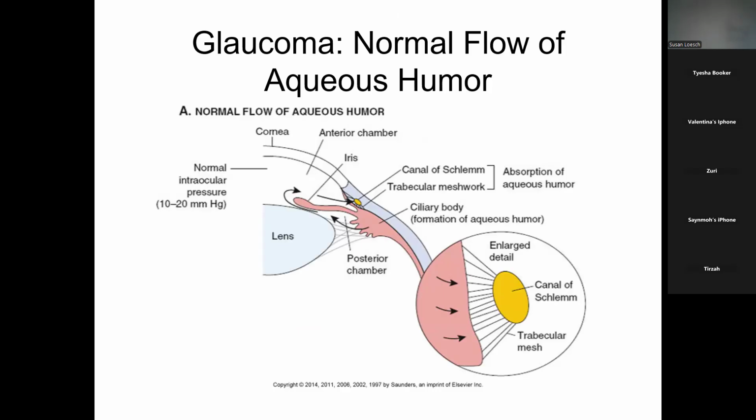So this is just showing you a picture of how that aqueous humor should be flowing. Again, if that canal of Schlemm or that trabecular meshwork here is blocked, it's not going to be able to flow properly. And that's going to build up pressure in the eye.